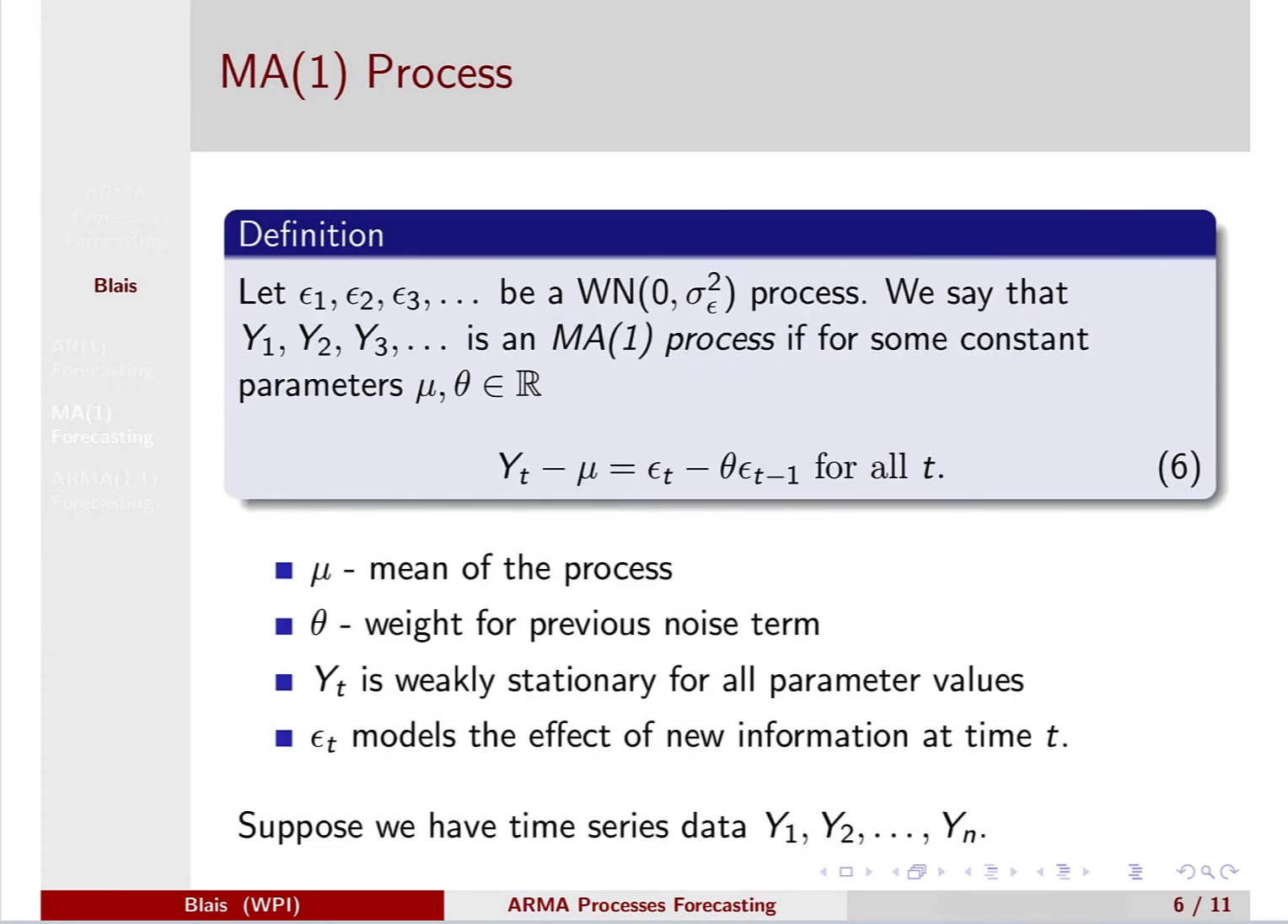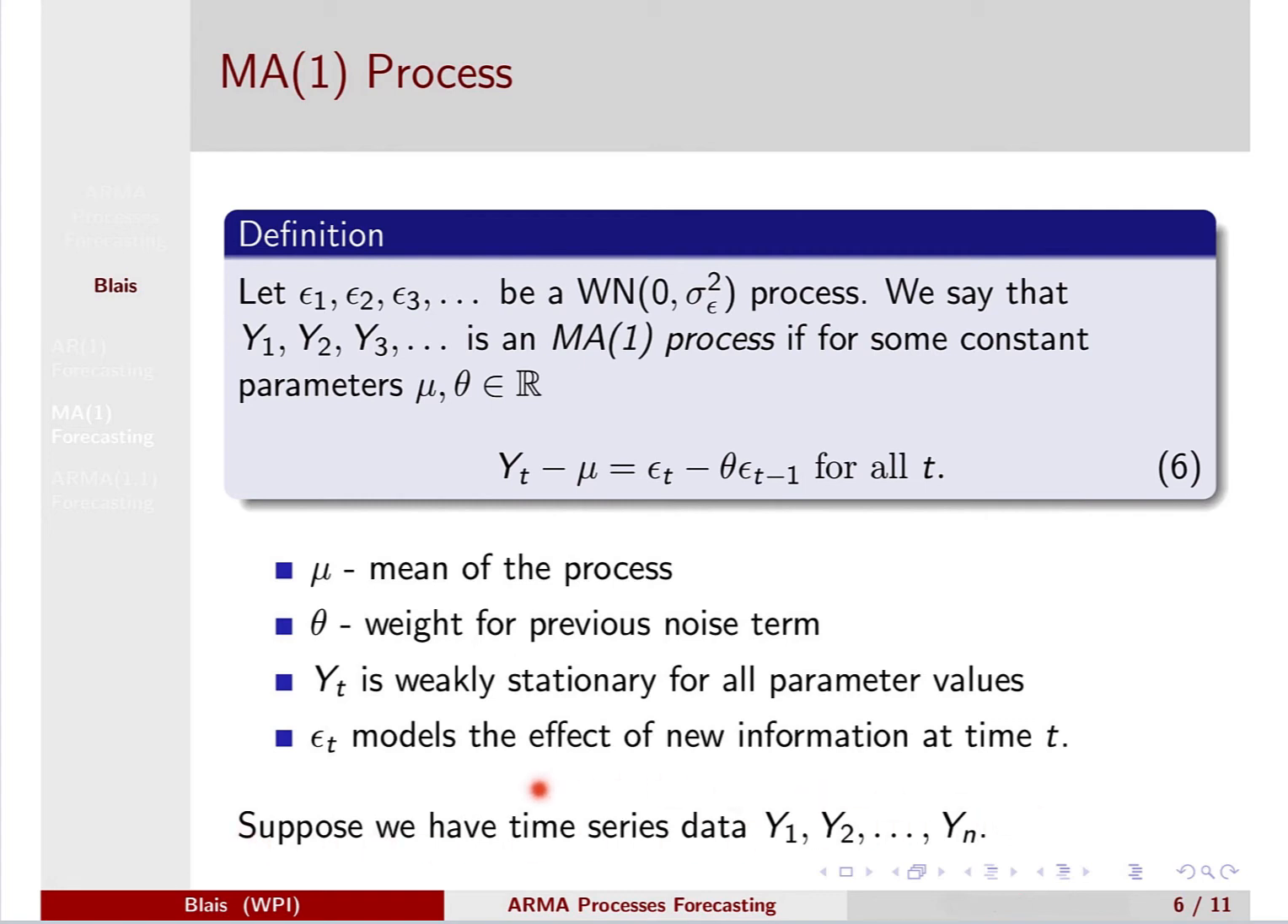Let's take a look at the MA1, or the moving average 1 process. So recall the definition, same kind of white noise process. We say Y1, Y2, so on is an MA1, or a moving average 1 process, if for some constant parameters mu and theta, we have this equation here. And so in this case, the way yt differs from its mean is it has a memory piece from the previous noise term, and then it has a new random noise term. And we don't have requirements on theta for stationarity. This is always going to be stationary.